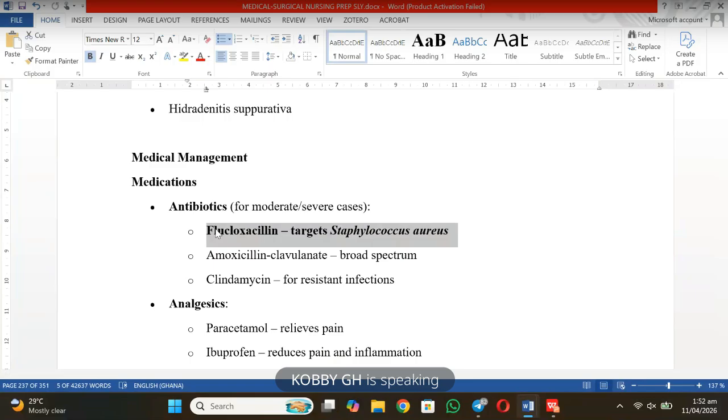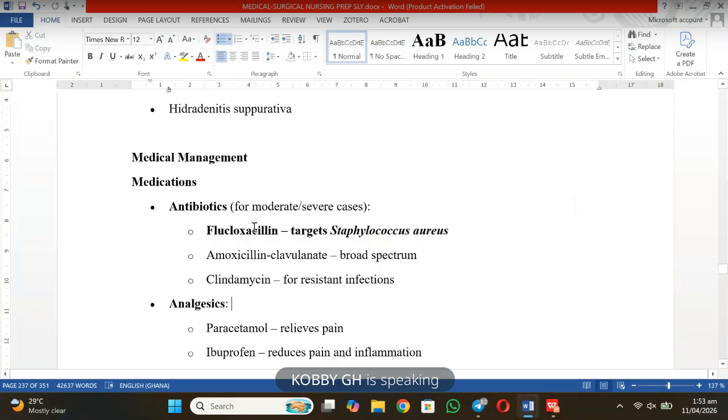Now, remember, carbuncles is also the same thing. The signs and symptoms, the cardinal signs, are the same. Just that with carbuncles, there are multiple ones that are interconnected, occurring in a certain area in the body. The medical management, the nursing management, everything is the same thing. Is that okay? So the antibiotic of choice for treatment of pharyngeals is flucloxacillin.